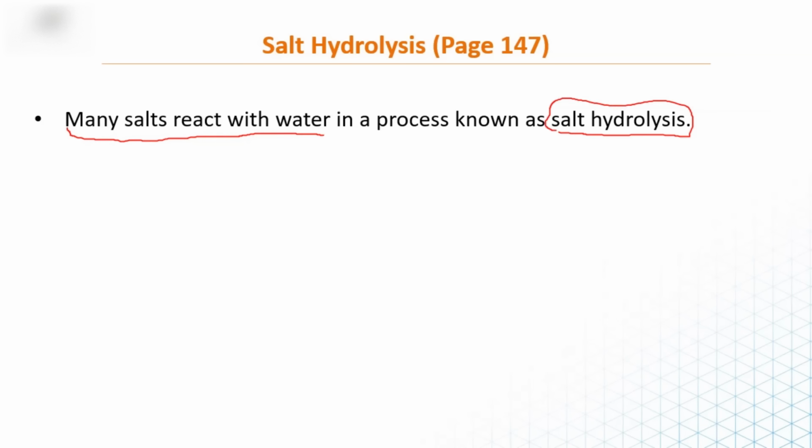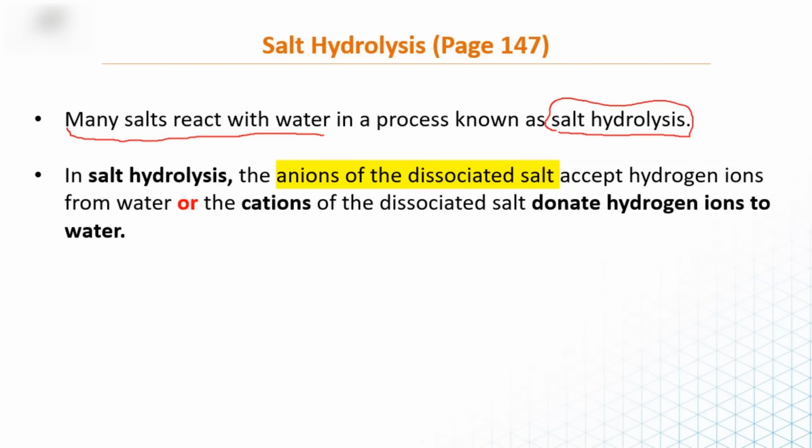Okay, so in salt hydrolysis, the anions, meaning the negative ions of the salt, because you know that salts are ionic compounds made from a positive ion and a negative ion. Okay, so anions of the dissociated salt accept hydrogen ions from water. So salt hydrolysis can mean that the anions, or the negative ions of the salt, will accept hydrogen ions from water, or the cations, which are the positive ions of the dissociated salt, donate hydrogen ions to water.